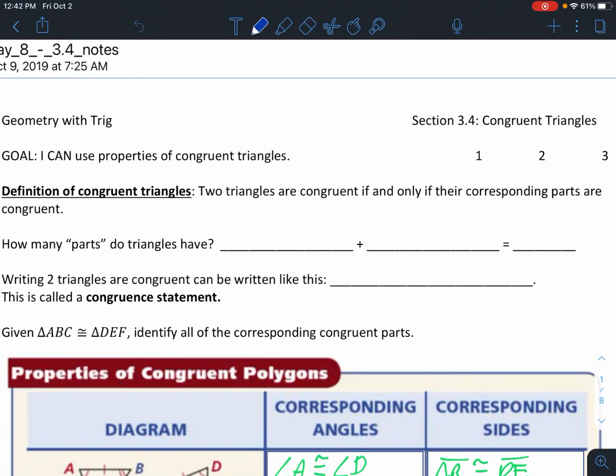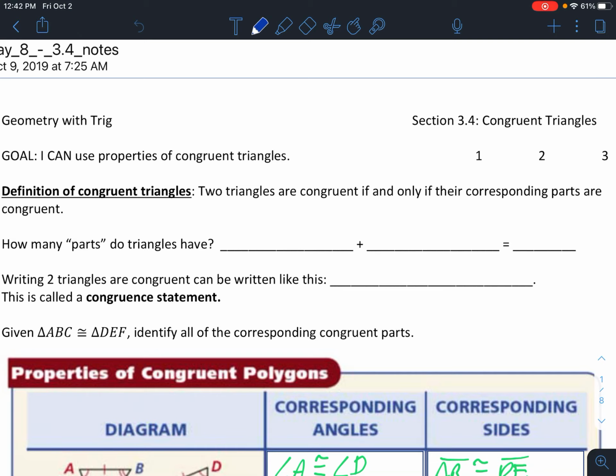Our last section in chapter 3 is section 3.4 called Congruent Triangles. So you already know what congruent means. It means exactly the same. So two triangles are congruent if and only if all of their corresponding parts are congruent.